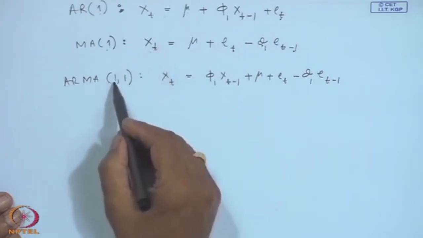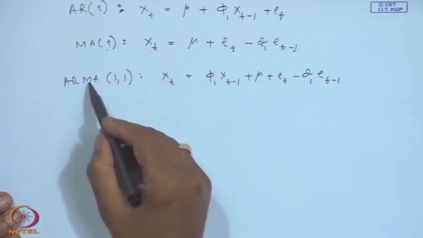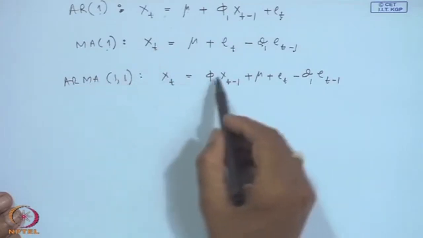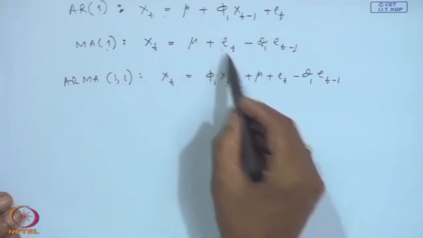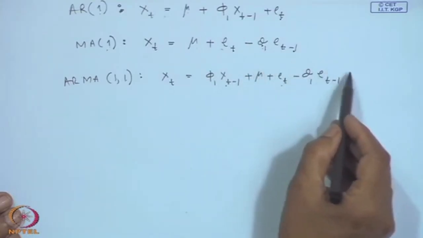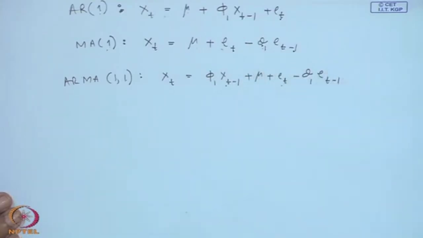And if we use both autoregressive of order 1 and moving average of order 1, then x t will be equal to phi 1 x t minus 1 plus mu plus e t minus theta 1 e t minus 1. Now, these are what is called the very elementary forms of autoregressive and moving average models used in the Box-Jenkins methodology. And for short term forecasting that considers autocorrelation, these ARMA methods are quite important.